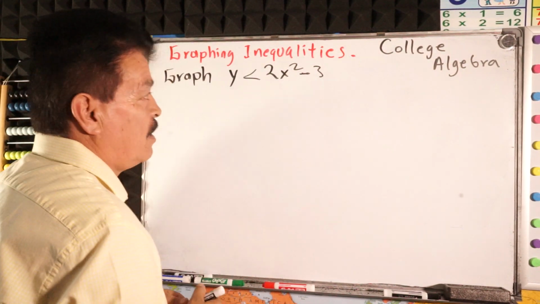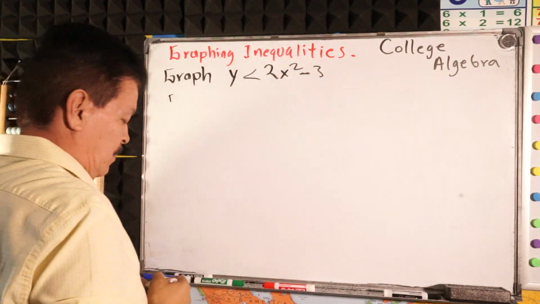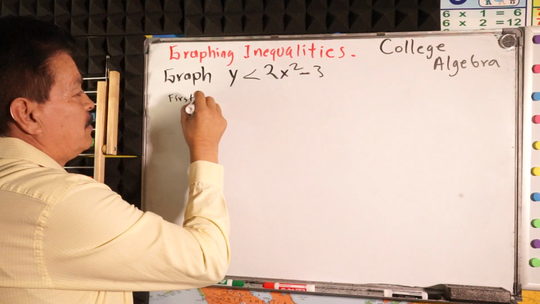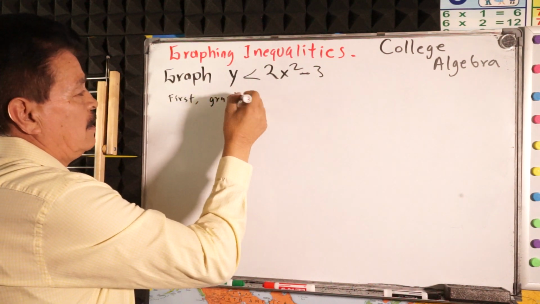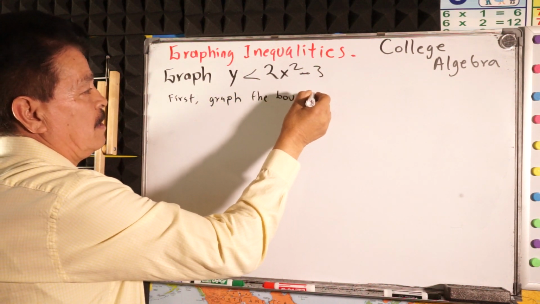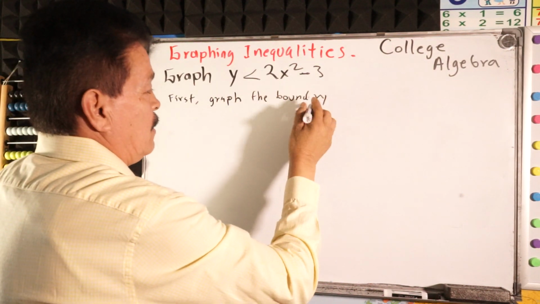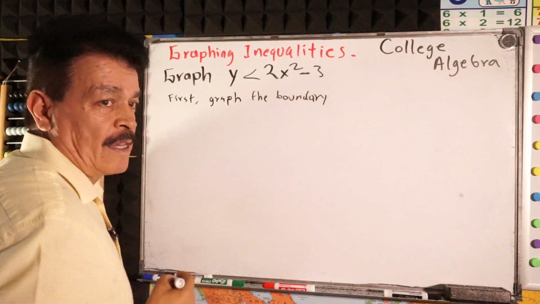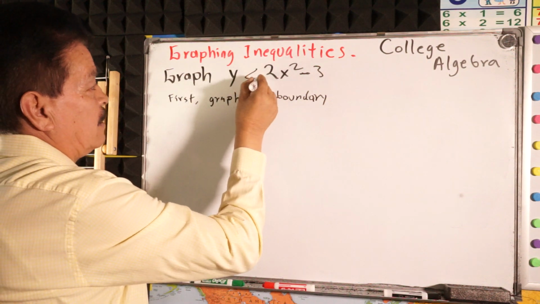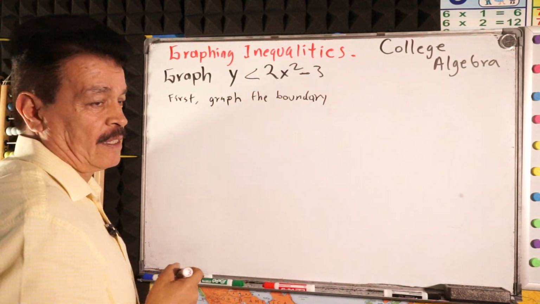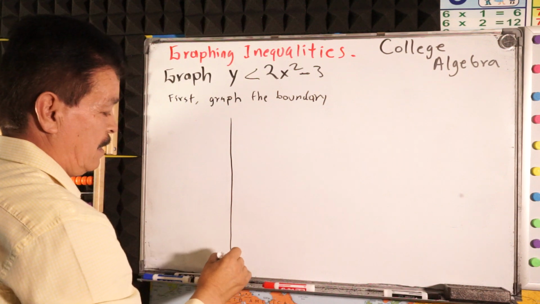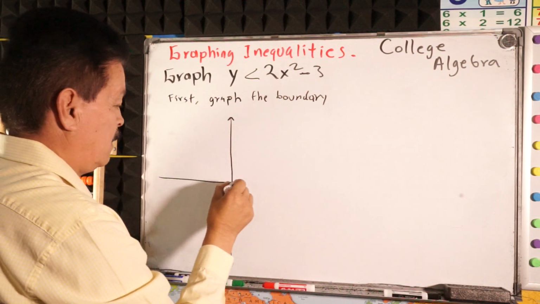Alright, the first step: graph the boundary. That's the first step, graph the boundary. All right, so this is a parabola, y less than 2x to the second power minus 3. So then let's make the graph right here. Very easy. So do the graph.